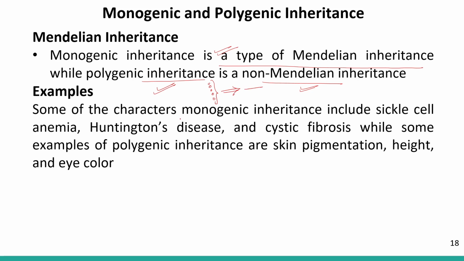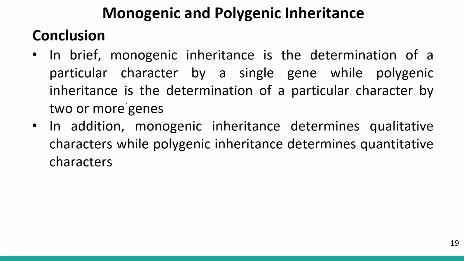Some of the characters of monogenic inheritance include sickle cell anemia, Huntington's disease, and cystic fibrosis, while some examples of polygenic inheritance are skin pigmentation, height, and eye color. In brief, monogenic inheritance is the determination of a particular character by a single gene, while polygenic inheritance is the determination of a particular character by two or more genes. Right? This is the conclusion. And in addition, monogenic inheritance determines the qualitative character, while polygenic inheritance determines the quantitative character.